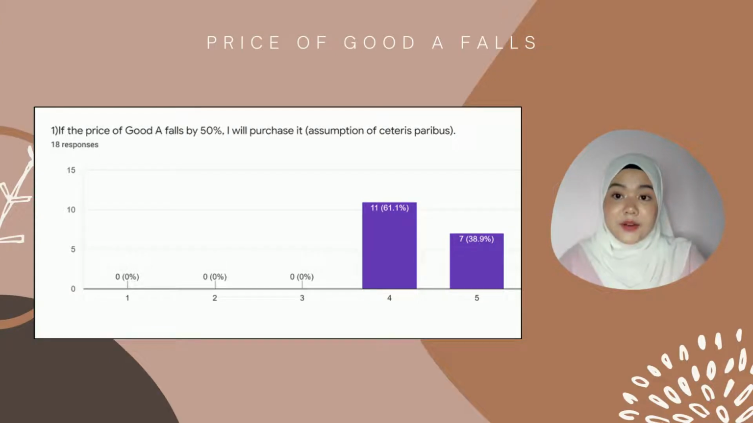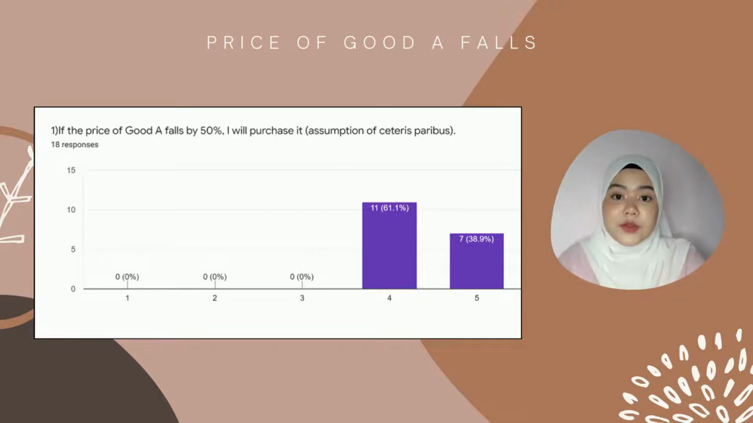As you can see here, the graph shows the scale of the 18 respondents that purchase the goods. The related question is, if the price of item A goes down by 50%, I will buy. Out of 18 respondents, showing whether they agree or strongly agree, in this case, 7 people marked strongly agree, equal to 38.9%.